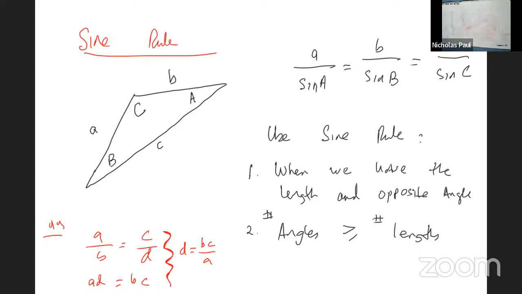All right, copy this down. Let's do an example. So the conditions again is once you have a length and an opposite angle, that's generally when you use sine rule. Or if you have more angles than lengths.